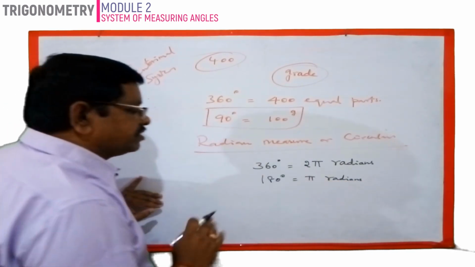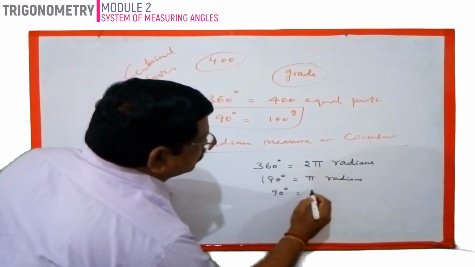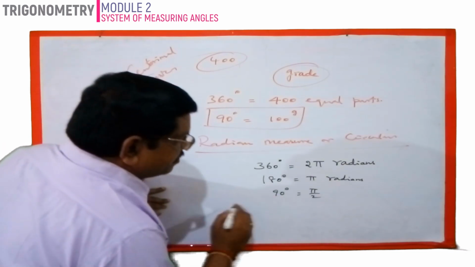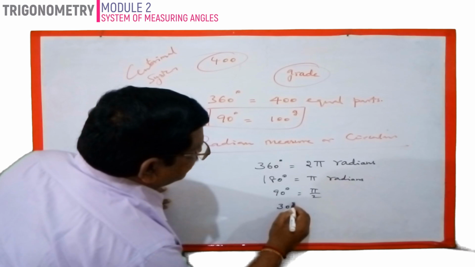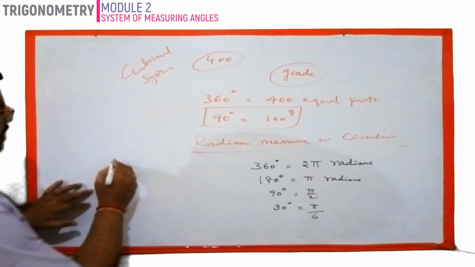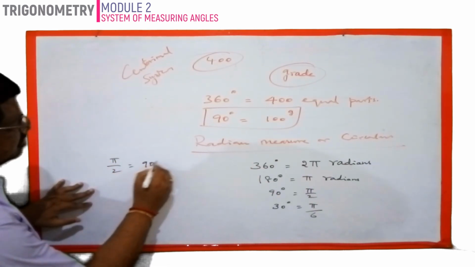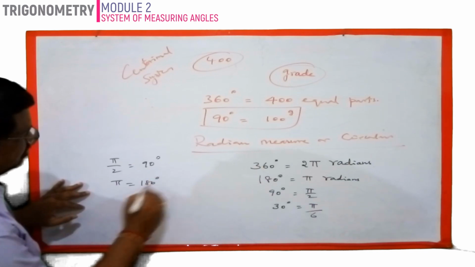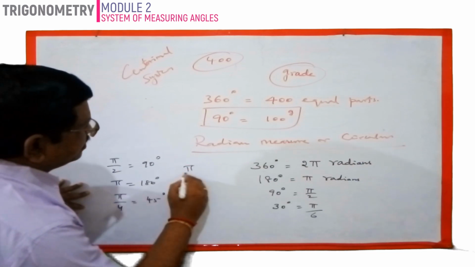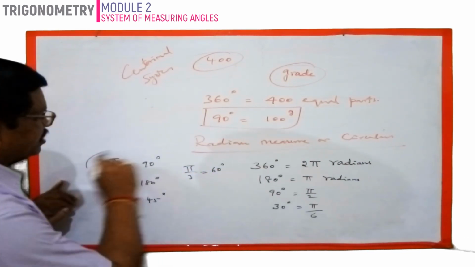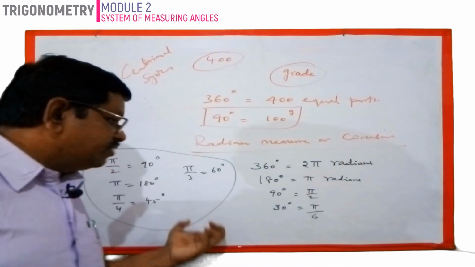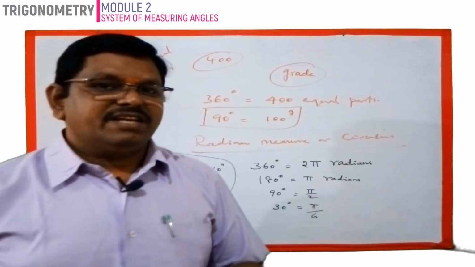Again you divide on both sides by 2, you will get 90 degrees is equal to pi by 2 radians. Again you divide on both sides by 3, you will get 30 degrees is equal to pi by 2 into 3, that is pi by 6. Like that we take pi by 2 is equal to 90 degrees, pi is equal to 180 degrees, pi by 4 is equal to 45 degrees, pi by 3 is equal to 60 degrees. These type of things will be discussed later, and these all values will be used in our next modules.